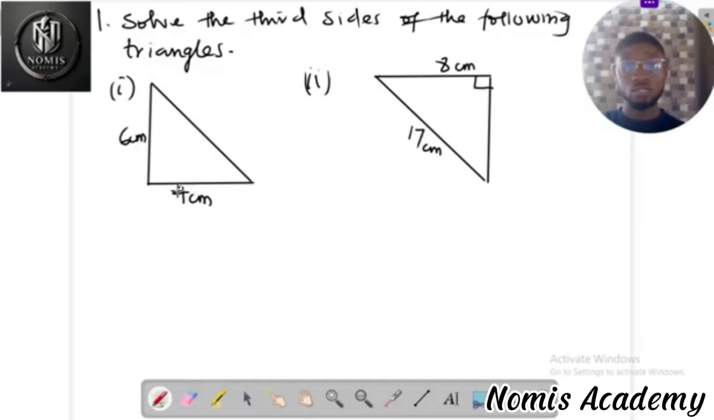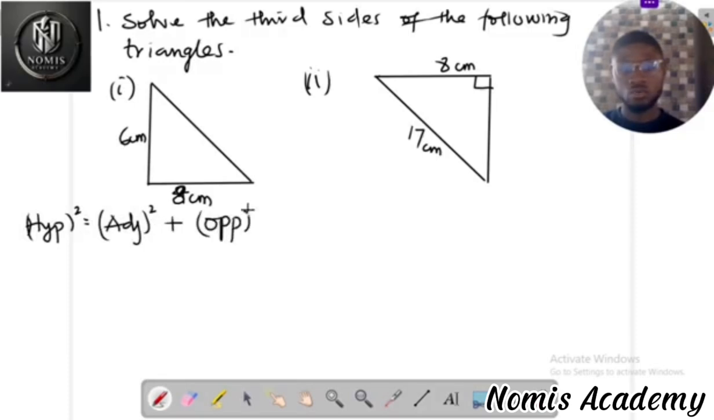Sorry, this was 8 centimeter. So let's get it solved. Recall that hypotenuse squared is equal to adjacent squared plus opposite squared. So what's the hypotenuse? Let's name it x, is equal to the adjacent, which is just 8 centimeter squared, plus the opposite, which is just 6 centimeter squared.